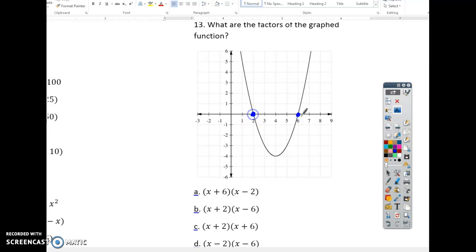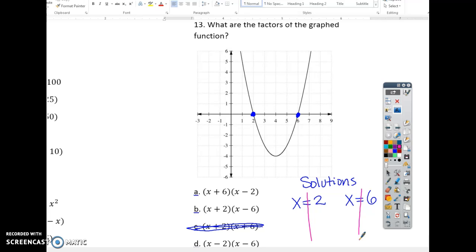What are these called? These are solutions. Okay, these are solutions, not factors. So what is the solutions for this quadratic? X equals 2 and x equals 6. Not x plus 2, x plus 6. This is not it. Okay, that's a factor. We have solutions.